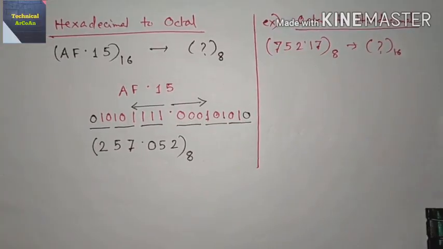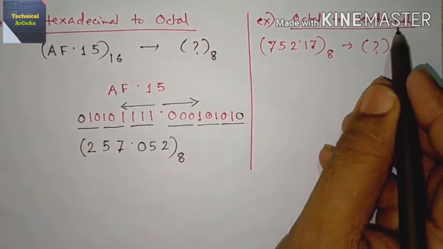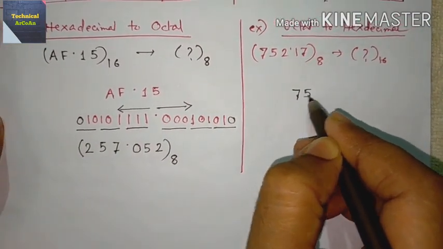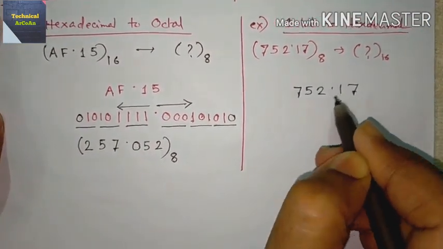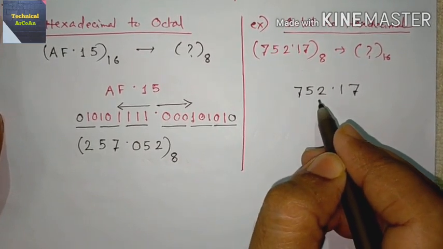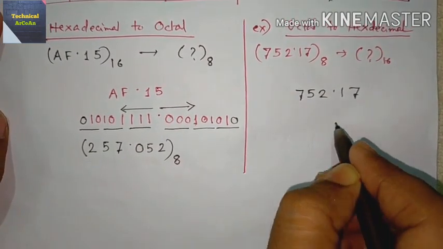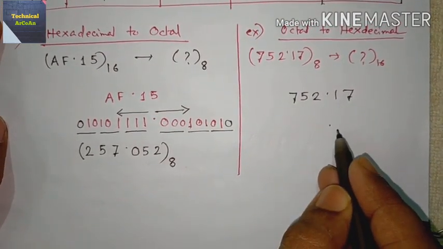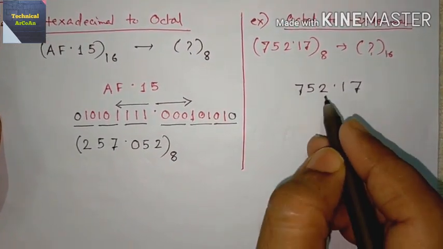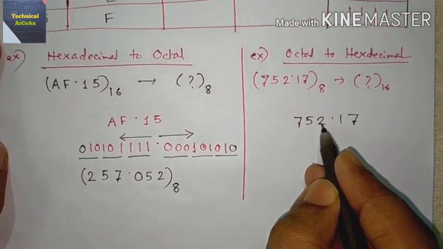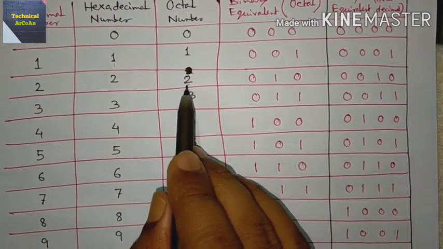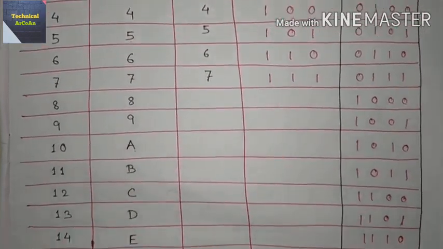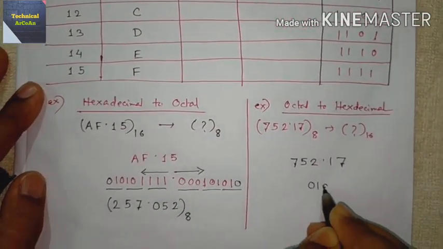Now we convert from octal to hexadecimal using the shortcut method. So we first write the number 752.17, and we write the binary equivalent of this octal number. First we put the point, and we write right to left before it, and after that left to right. So what will be the equivalent of 2? 2 will be 010. So we write here 010.